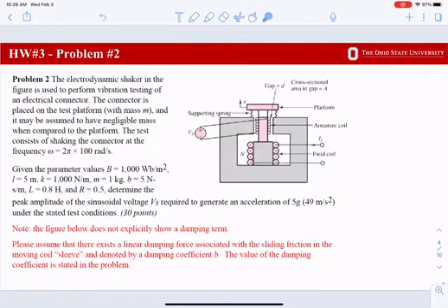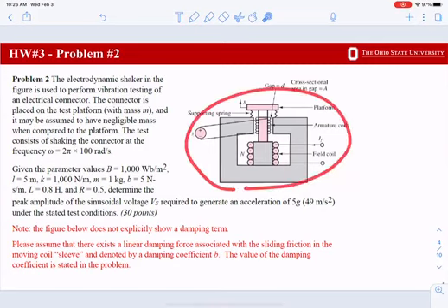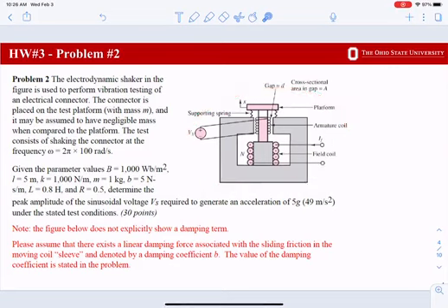Okay, this is the video ME 3360 for homework 3, problem 2. So problem 2 asks you to think about this electrodynamic shaker here, and this shaker is connected with this test platform.